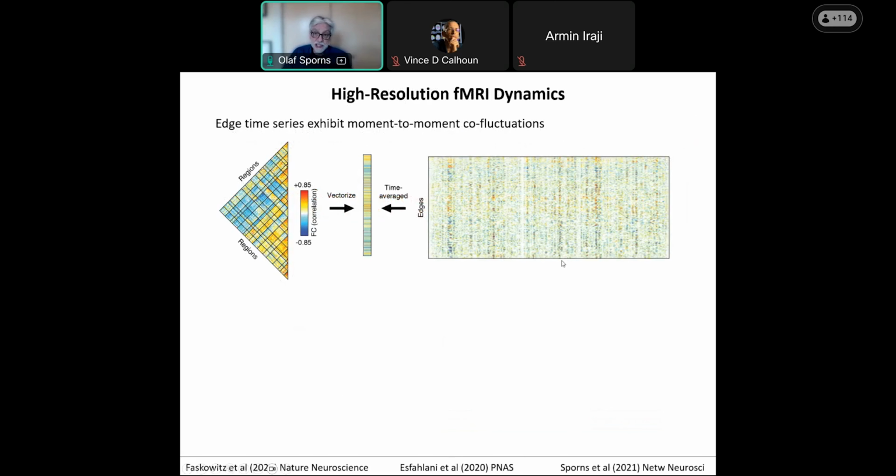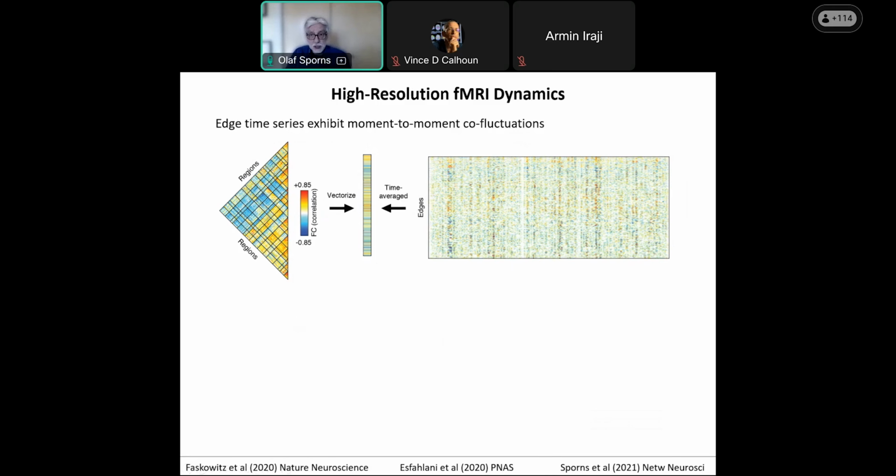This is an edge by time matrix that you see here. If we take that matrix and average it along the y dimension, we get a vector. If that vector then gets folded back into square form, we get functional connectivity, which is the construct everybody has been using and is still using today, static FC.